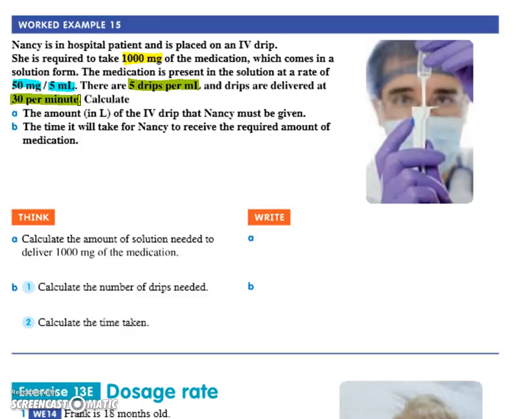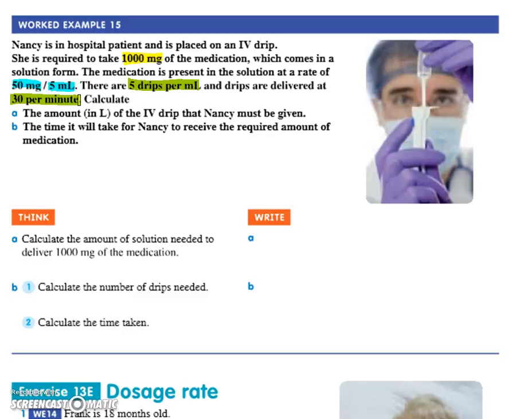There's a bit to calculate here. I've highlighted the bits we need. You'll notice I don't mention what medication. We don't care. All right, so first thing we have to find out is the amount in litres of the IV drip that Nancy must be given. How do you know how much she's got to be given? Well, it doesn't tell us how many mils, but it tells us how many milligrams she needs of the drug.